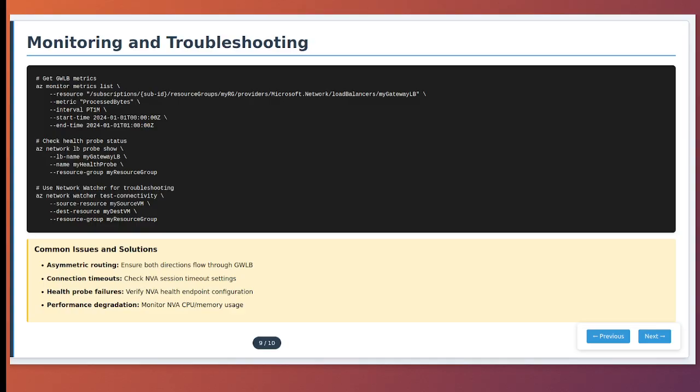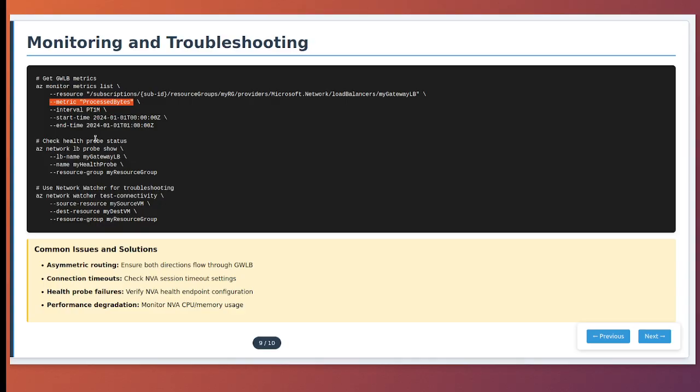The commands I am showing demonstrate how to query these metrics using AZ. The AZ Monitor Metrics List command pulls specific metrics for time ranges. You can use this data to build dashboards or feed into your monitoring systems. Pay attention to the aggregation types. Some metrics make sense as averages, others as totals or maximums.